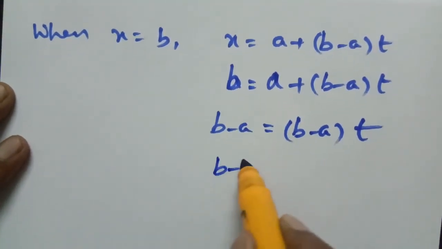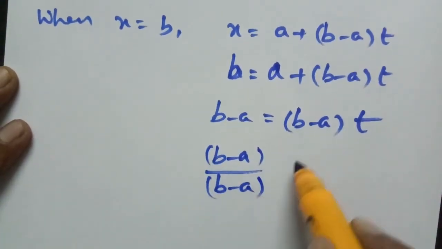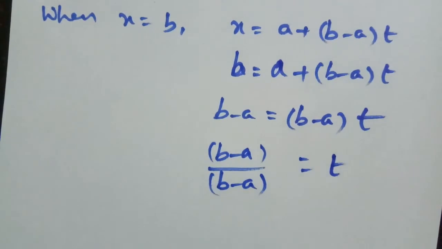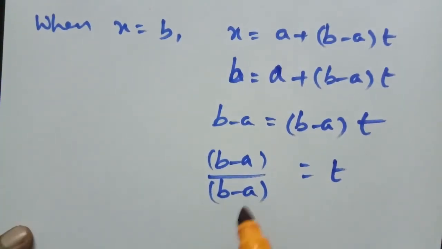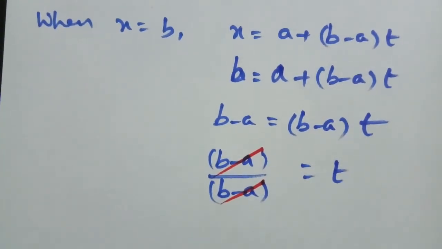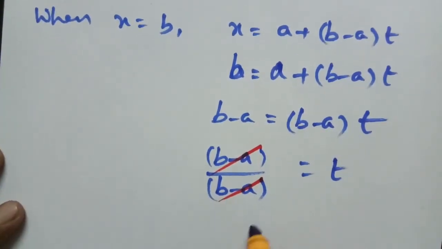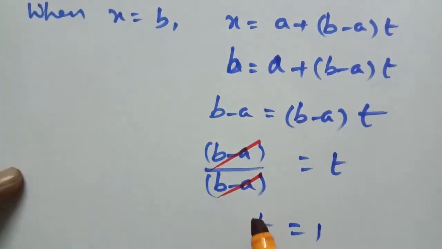Therefore this can be written as b minus a by b minus a is equal to t. Therefore b minus a gets cancelled, so t equal to 1. Therefore t equal to 1 when x is equal to b.